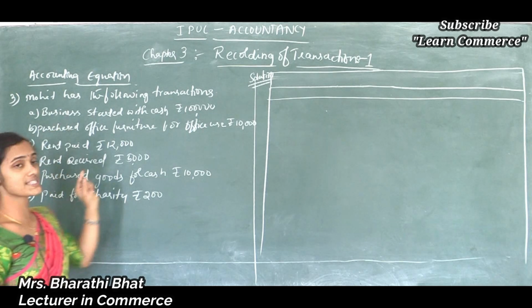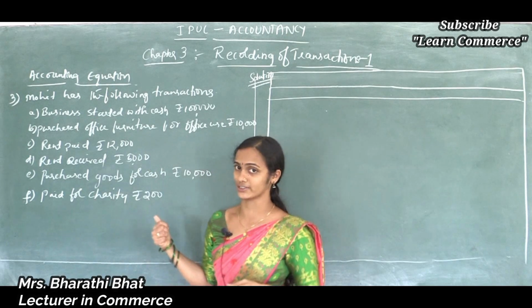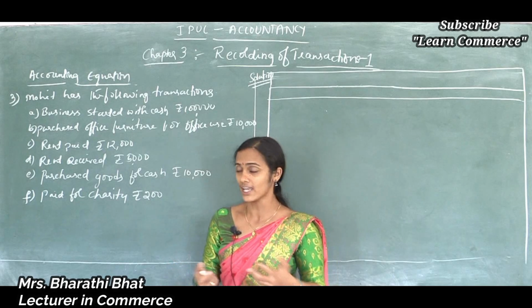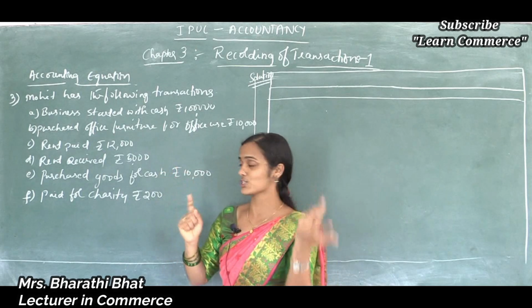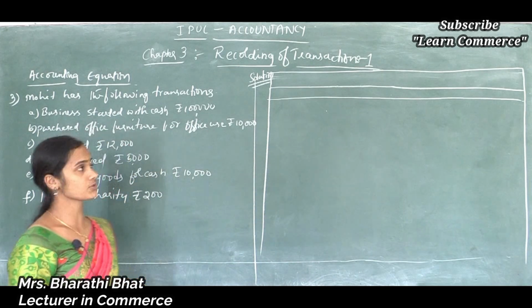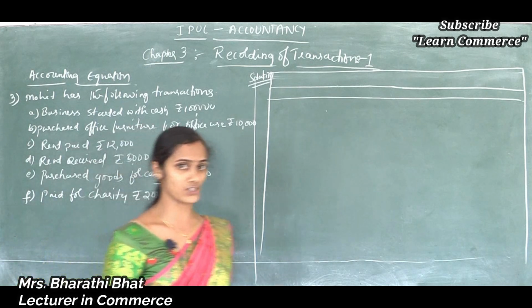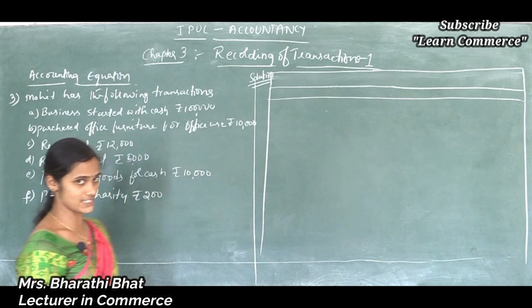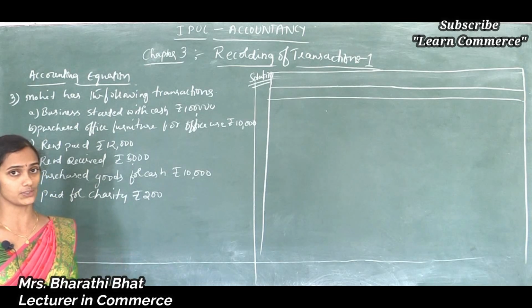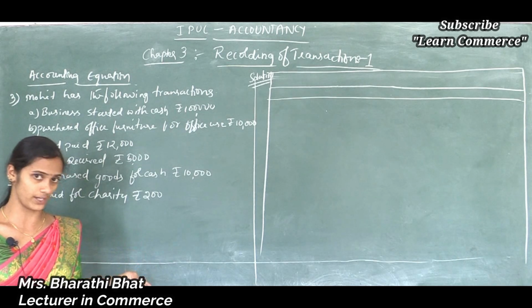The first one, business started with cash. We are very familiar with this transaction, right? We are immediately able to say that two accounts are affected: one is capital and another is cash. So to solve an accounting equation question, we first need to find the two different accounts involved in a particular transaction. Usually most transactions affect two different accounts. Some transactions may affect more than two accounts.